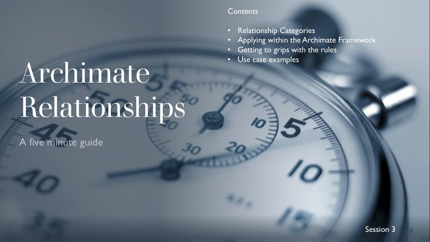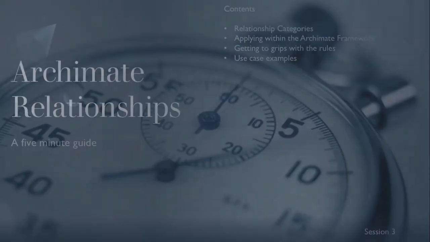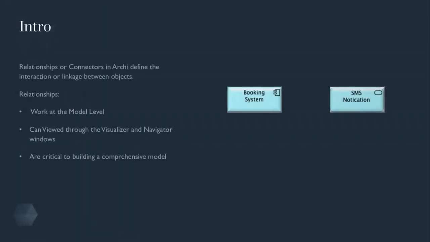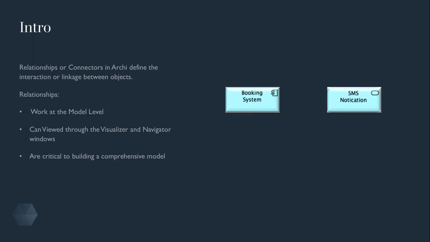In this session, we will cover relationships. Relationships, or connectors in Archi, define the interaction or linkage between objects. They work at the model level, can be viewed through the visualizer and navigator windows, and are critical to building a comprehensive model.